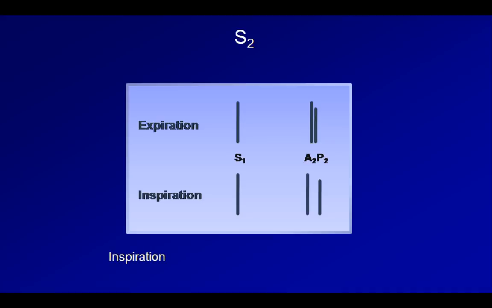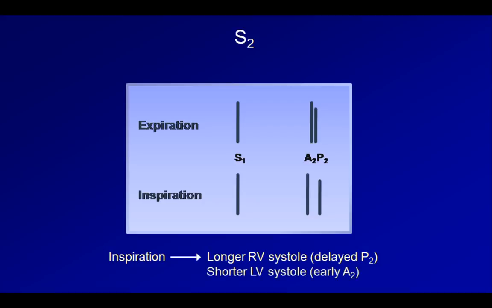The varying timing of A2 and P2 throughout the respiratory cycle is a function of two changes that occur during inspiration. First, the lower intrathoracic pressure during inspiration leads to increased right ventricular preload, which then increases the duration of RV systole, thus delaying P2. Second, the decreased LV preload during inspiration leads to shorter LV systole, and therefore an earlier A2.